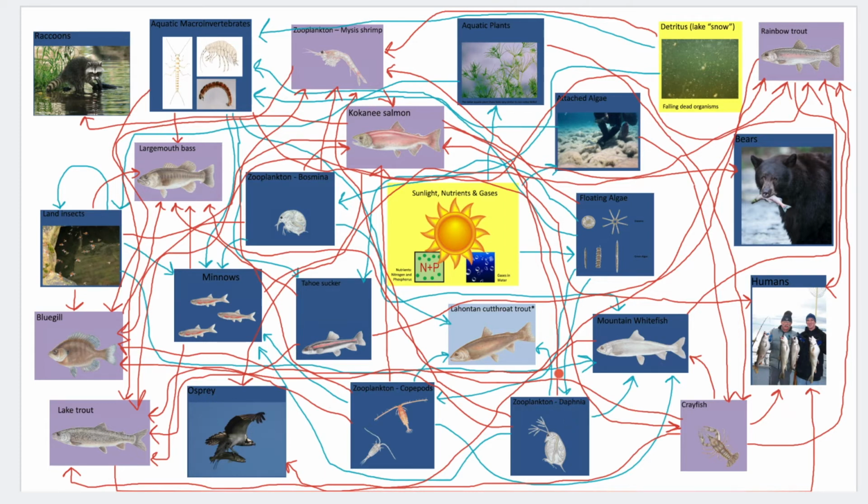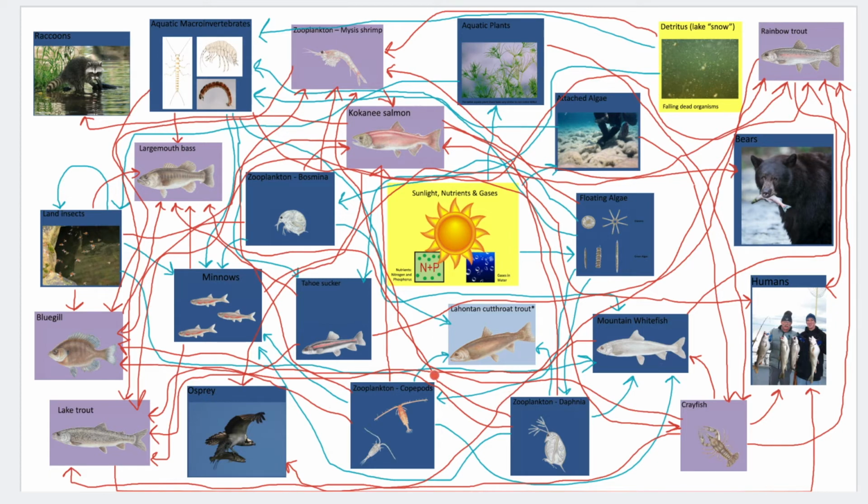And we see, if we follow this line all the way back, that the kokanee salmon also competes for the same prey, the daphnia. We can also notice that the Lahontan cutthroat trout preys upon the Daphnia from this arrow right here. So the cutthroat trout is also in competition. So far, we have 1, 2, 3 organisms that are competing.